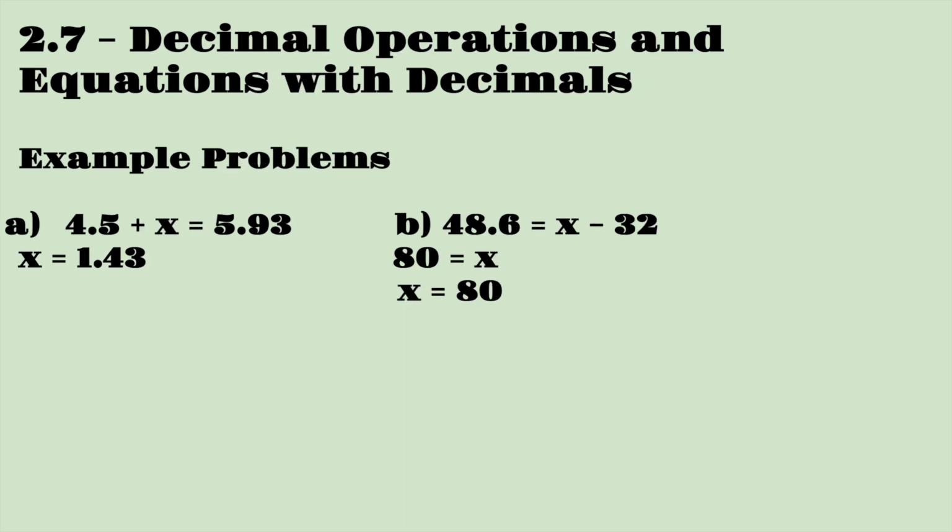Lastly, let's go to 2.7 on decimal operations and equations with decimals. First, 4.5 plus x is equal to 5.93, and x is 1.43. Second, 48.6 is equal to x minus 32. Thus, x is 80.2.